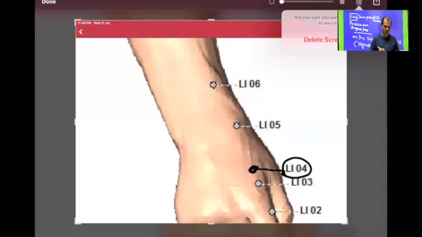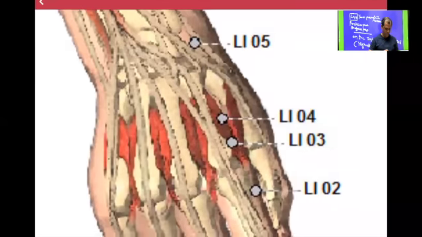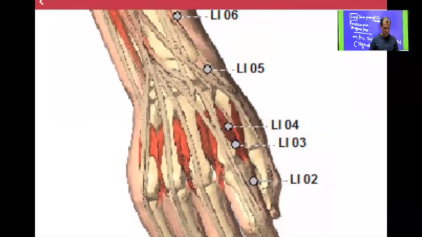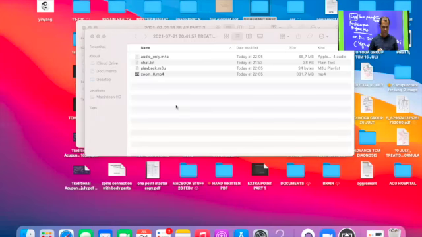LI4 is the source point of the LI meridian, and this point is found on the interosseous muscle. You can see this point is available on the interosseous muscle, LI4. So this is the source point. Got it?